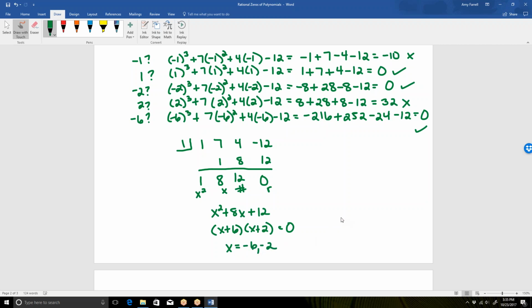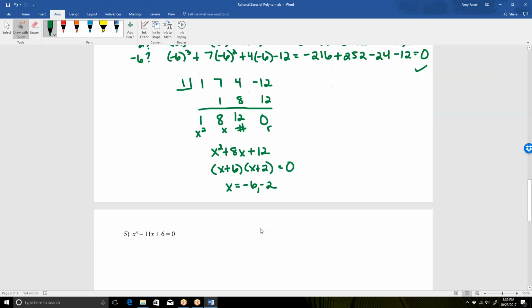And notice those were the other 2 solutions. So you might find this as a shortcut. Once you find 1 solution, you can use synthetic division, come up with the remaining trinomial or whatever it may be, and factor and solve. Or maybe it doesn't factor. We're going to see in the next one. We're going to use this process here, and we're going to have to use the quadratic formula to come up with the other 2 solutions.